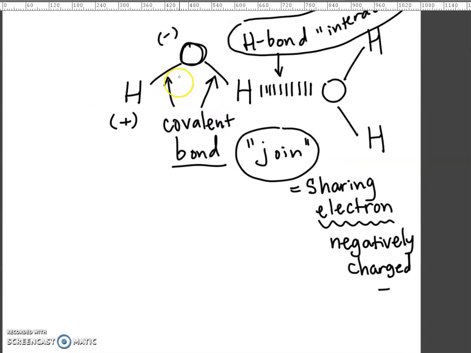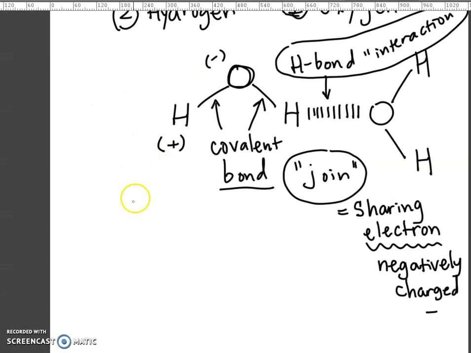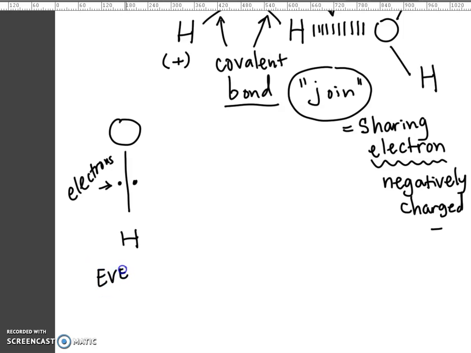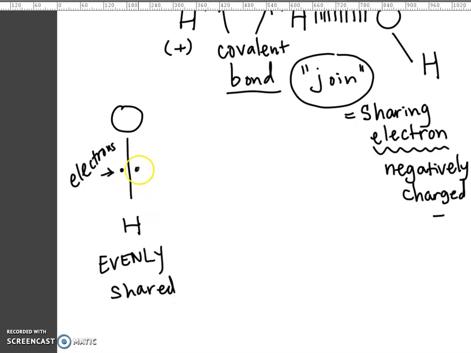Now, if your oxygen and your hydrogen share your electrons evenly, let's say this is O and this is H, and these are my electrons right here, if they are evenly shared, then the electrons are not any closer to oxygen than they are to hydrogen. When they're in the middle, these two do not have a positive or negative.